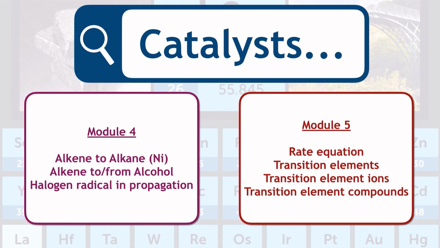Moving into Module 5, and we're in the second year of the A-level now, and we've got the rate equation. So we should expect to see a catalyst as one of those concentrations that's either first or second order in the rate equation because we know it affects the rate of reaction.